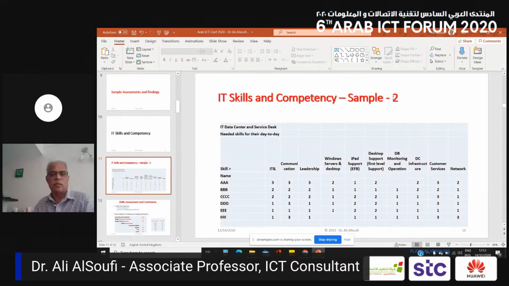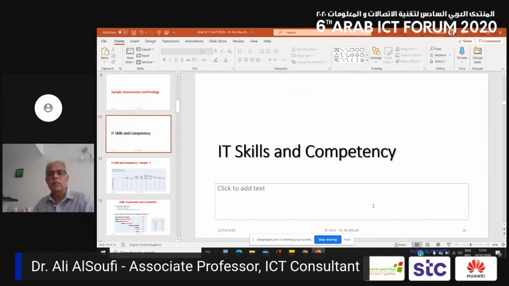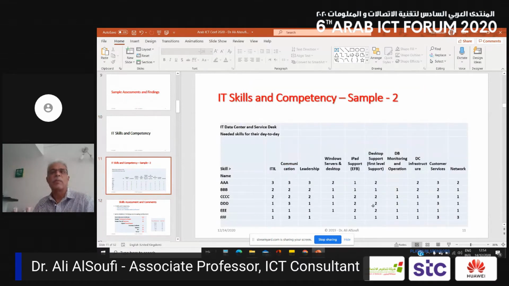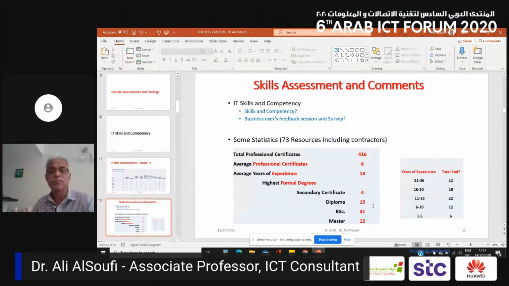So I measured, these are the names of the candidates and their skill levels in terms of technical skills, soft skills, and professional skills. It is rated from 1 to 3. If 1, you're a beginner; 3, you're a guru in that area, for example leadership, infrastructure, customer service, or database monitoring. From this matrix, you will find out what the skills of the people are, and accordingly you can use it for their future development.